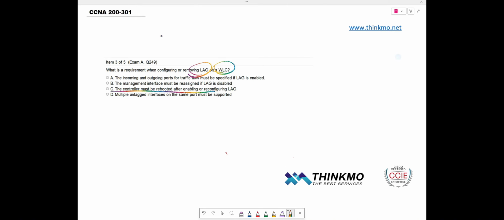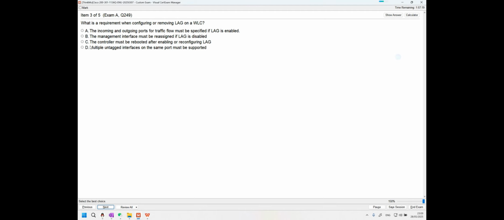The correct answer is C. Whenever you make any additions, deletions, or modifications, you must reboot the controller. You have to restart the controller. Only after rebooting will the configuration take effect. So for this question, choose C. The correct answer is C.